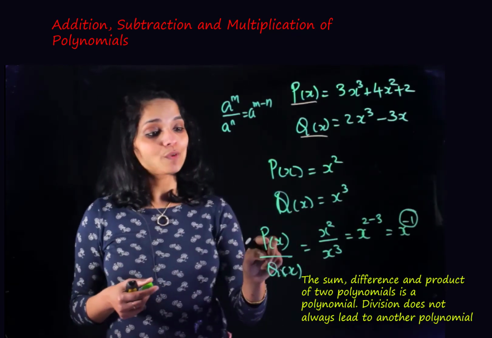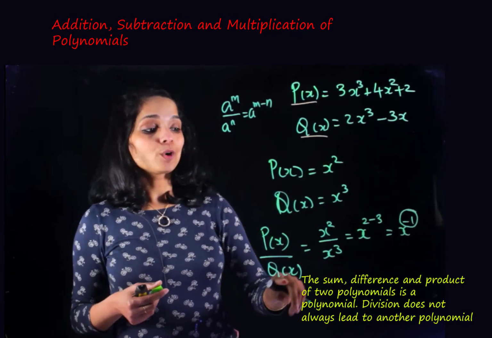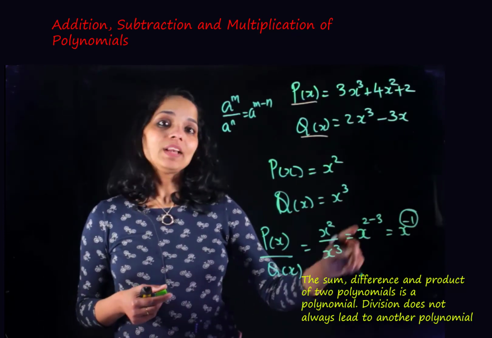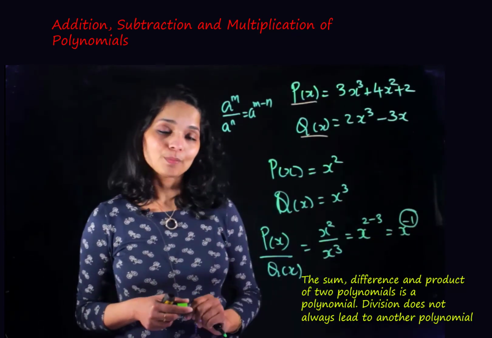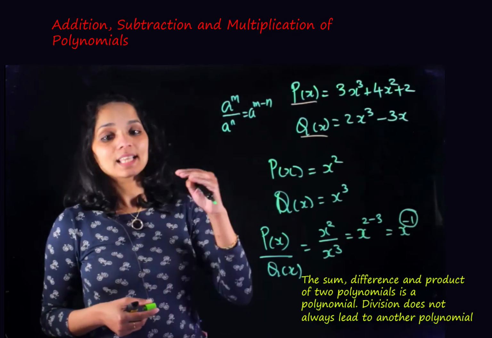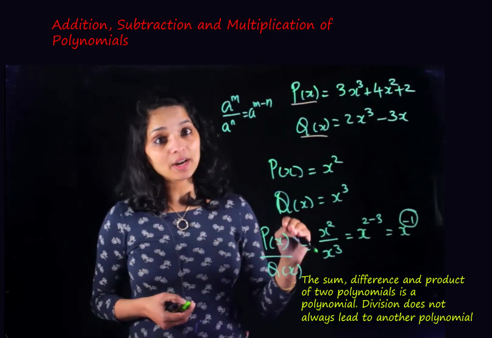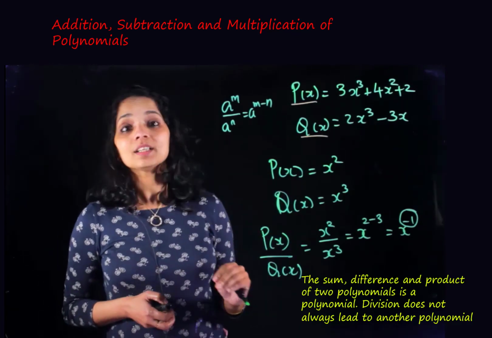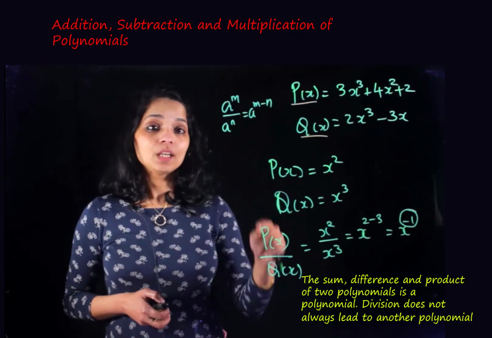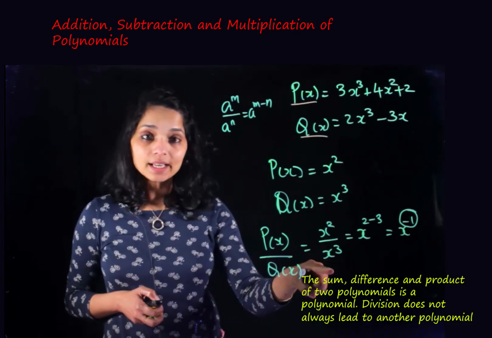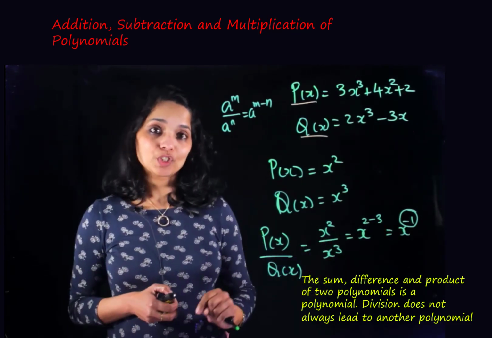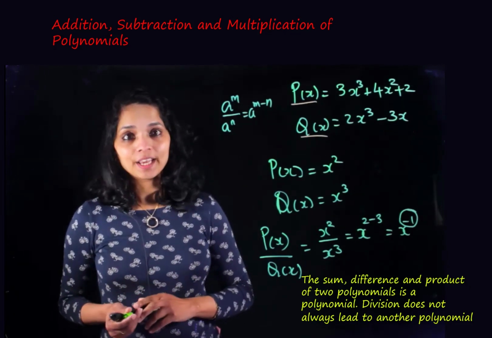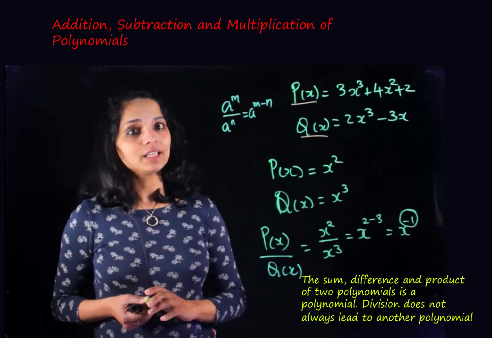So whenever we divide a polynomial by a polynomial of higher degree, you will end up with a result which is not a polynomial. For the sum, difference and product, that will never happen. You will always end up with a polynomial, but in division, if you're dividing by a polynomial of higher degree, you will end up with an answer which is not a polynomial. Okay, I hope that makes sense to you. Let's stop here. We'll learn about division in the next video.